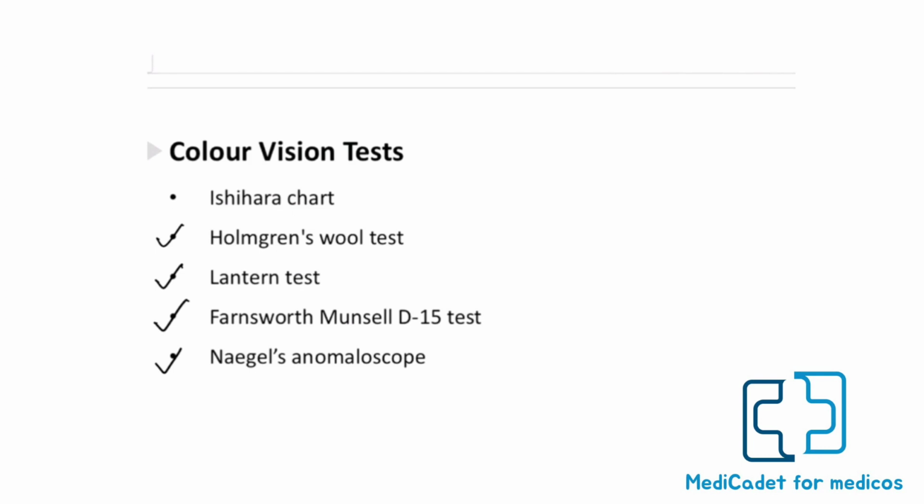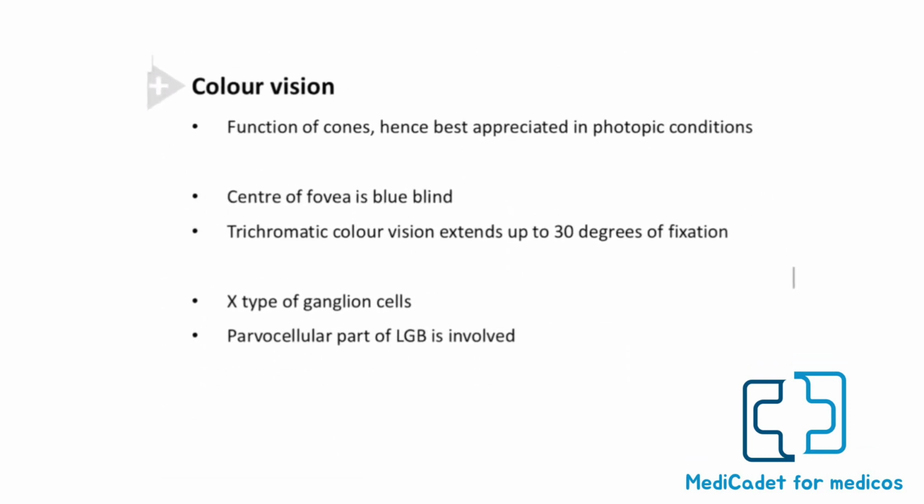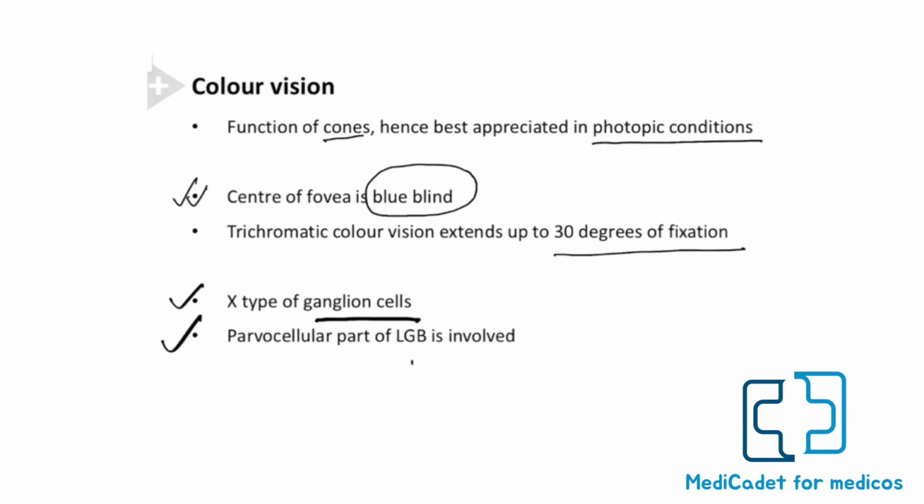Now a few other things which I feel you should memorize about color vision. Color vision is a function of the cones, and so it is best appreciated in photopic conditions. The center of the fovea is blue blind, and trichromatic color vision extends up to around 30 degrees of fixation. This is a function of the X type of ganglion cells of the retina. We will be learning about the ganglion cells in the anatomy of the retina. And the parvocellular part of the LGB. LGB stands for lateral geniculate body, which is a part of the visual pathway. That also we will be learning in neuroophthalmology. So the parvocellular part of the LGB is involved.